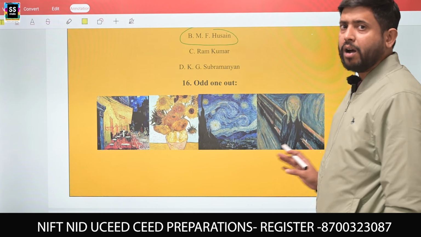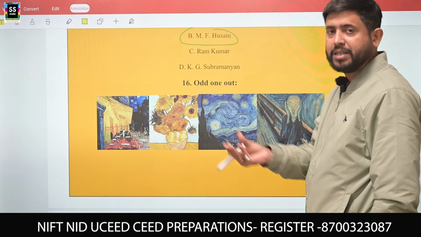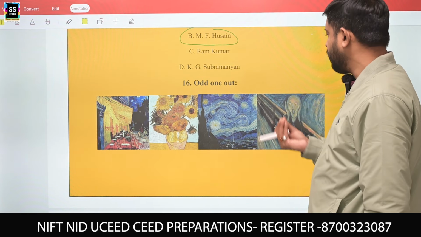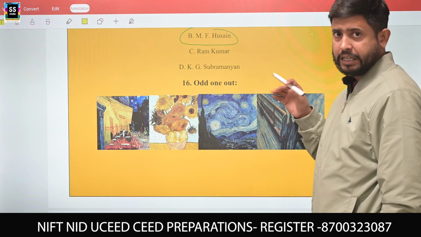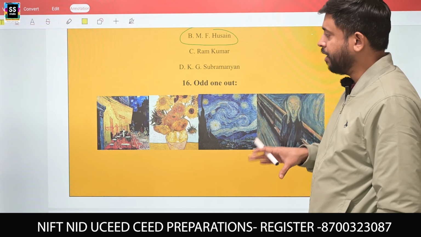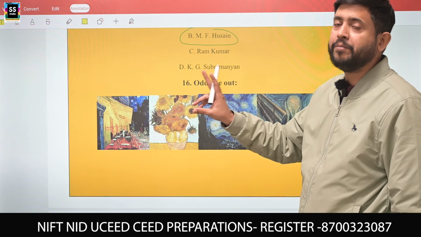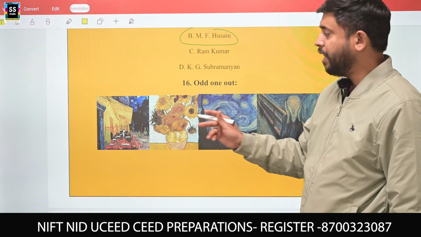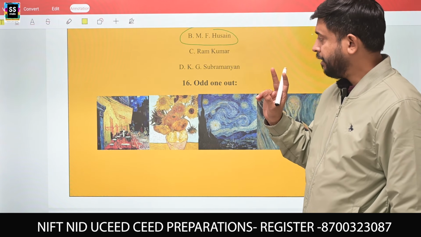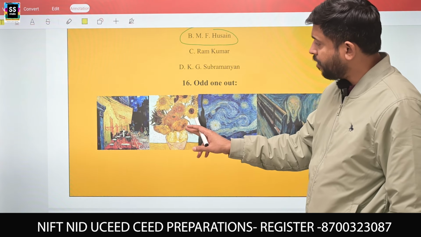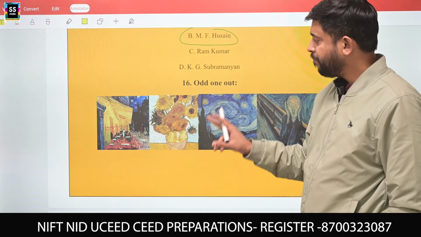Moving forward, the very last question of this slide: you have to find the odd one out. These are four artworks of famous artists, and you have to find which one is not suitable for this question. The first one is Cafe Terrace at Night, one of the artworks by Vincent van Gogh. The next one is Sunflower, again by Vincent van Gogh.